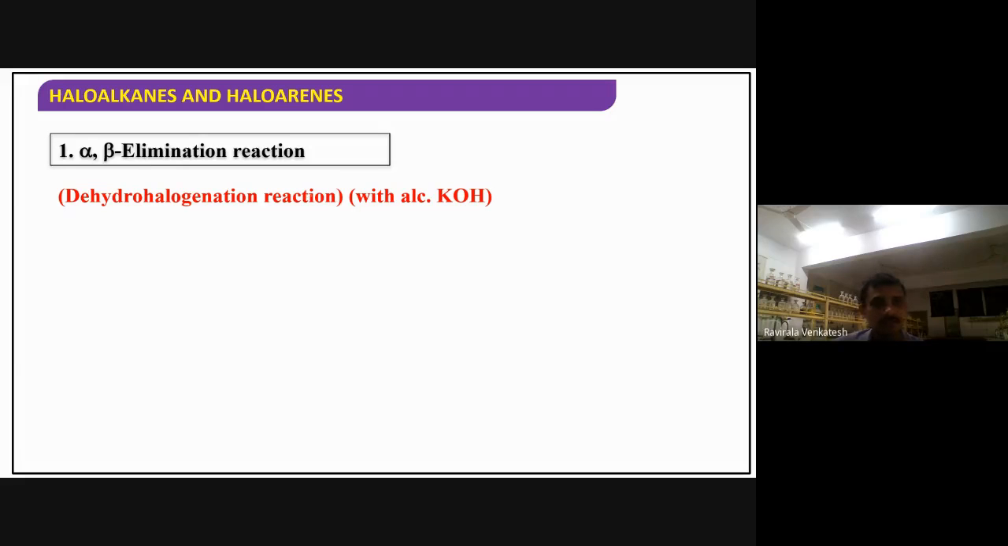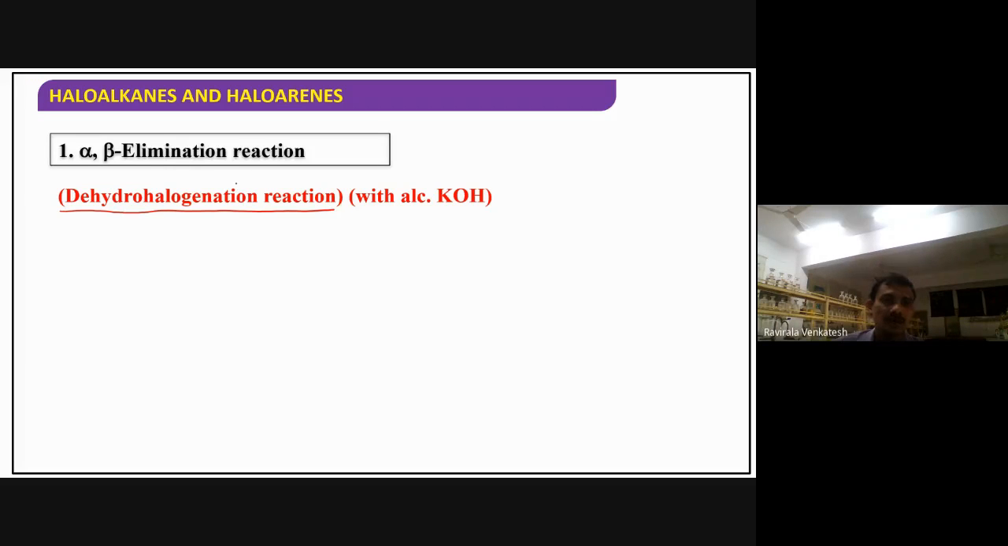I can say very simply, hydrohalogenation reactions come under alpha beta elimination reaction. Now, what we are discussing is elimination reactions, for haloalkanes, the chemical properties of haloalkanes. In that, the first type is alpha beta elimination reaction.